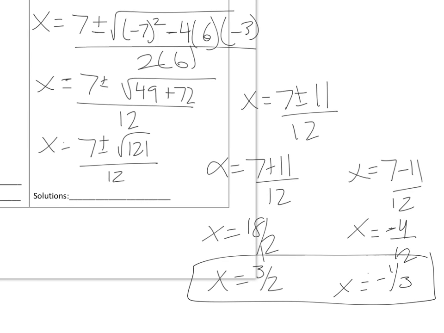Okay, so if you want to put your solutions up here, you could write them as 3 over 2 comma 0 as an x-intercept, just like that.